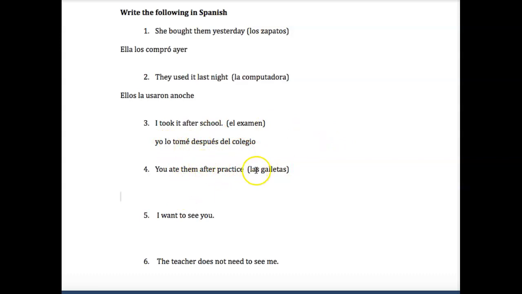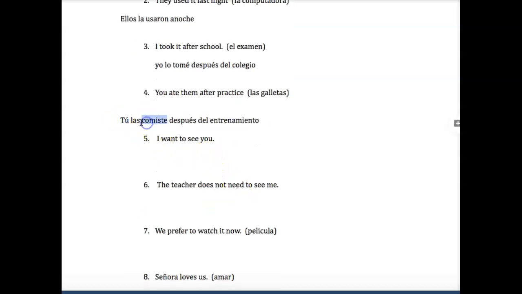You ate them after practice, the cookies. So tú, galletas is them. I can see that it's feminine and plural. Las comiste después del entrenamiento. You could also say práctica, that's fine. But entrenamiento is the one we learned. So you ate them. I want to see you. Present tense now. We can see we have 2 verbs here, want to see, but still put your little pronoun in front. Yo, te is you, quiero ver. I want to see you.